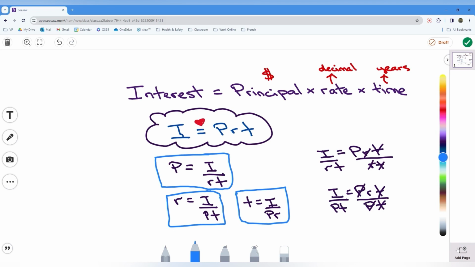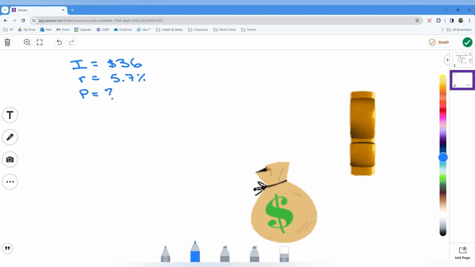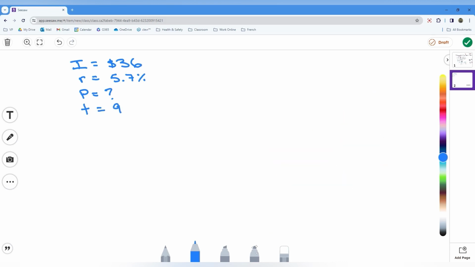So let's take a look at a question. Let's say you are given an interest of $36 and you were told that the rate is 5.7%. And you are trying to figure out how much did you invest if it was in the bank for, let's say, 9 months. Let's start with I equals PRT. What we are trying to find then, being our P, I need to get the P all by itself, which means R and T are going to have to disappear. Remember, we'd have to divide both sides by R and T to do so.